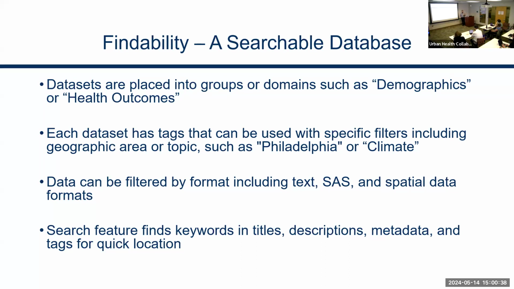You can also get more specific. Each data set can be used with specific filters, which are tags for things like geographic area, like Philadelphia, or topic, like climate for climate change or weather data. And data can be filtered by other things such as format, including, is this a text file, is this a SAS file? If you want to find all of the spatial data files, I know Steve likes this a lot, you can just see what all the spatial data sets we have on there are.